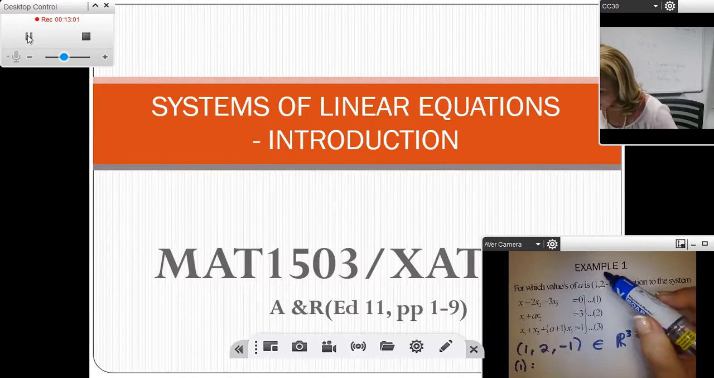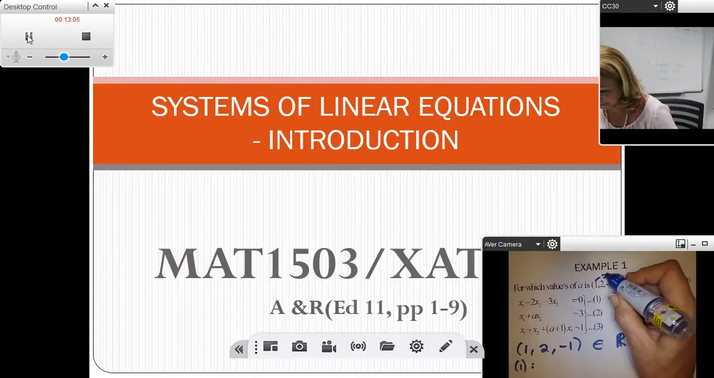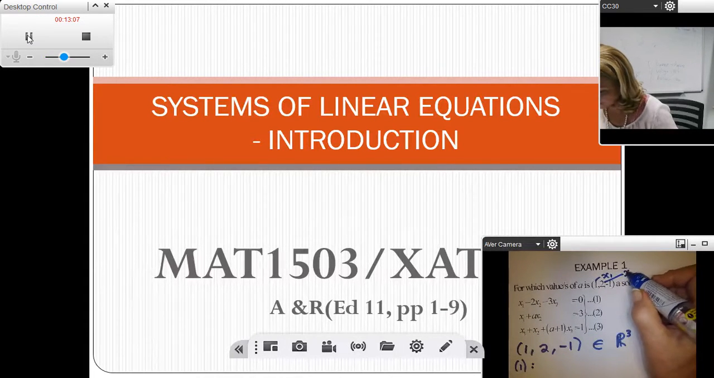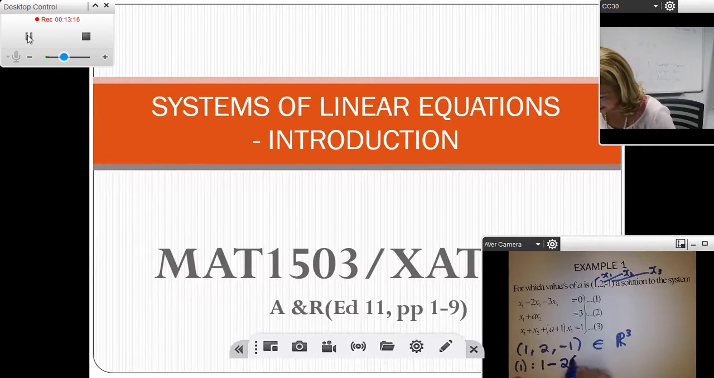So remember, the first variable, 1, is your x1. Your second, your 2, is your x2. And your negative 1 is your x3. Right, so let's replace and substitute. So x1 is 1, x2 is 2, and x3 is negative 1. Now test. According to equation 1, that should be equal to 0.